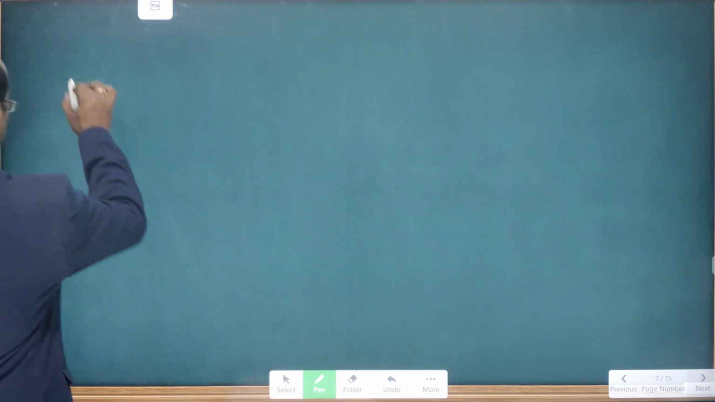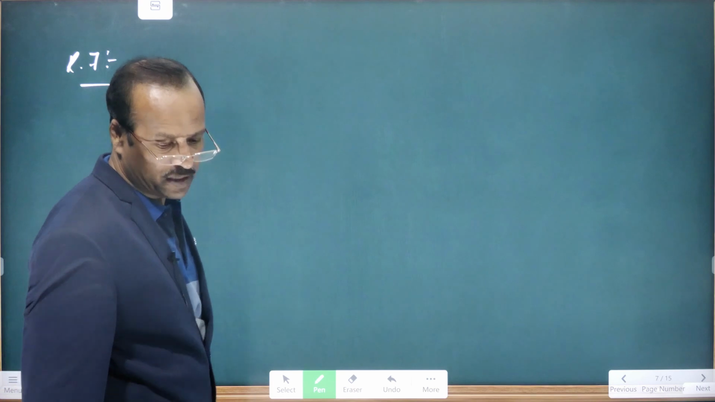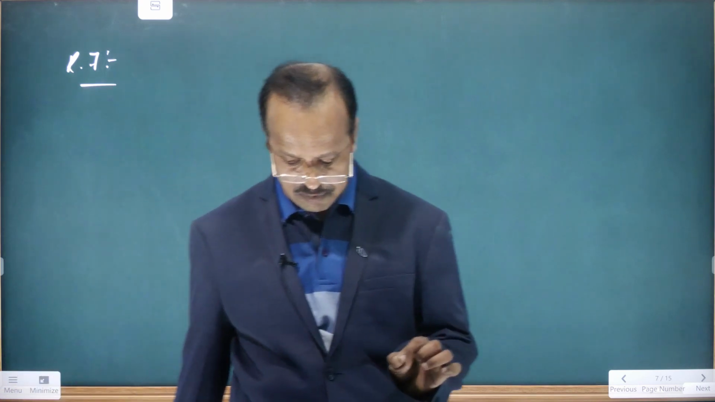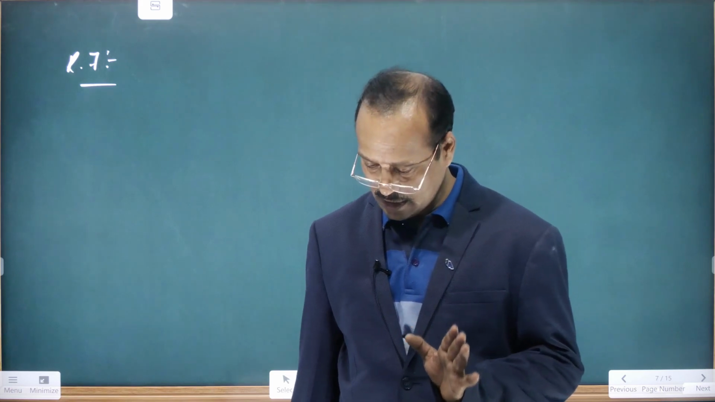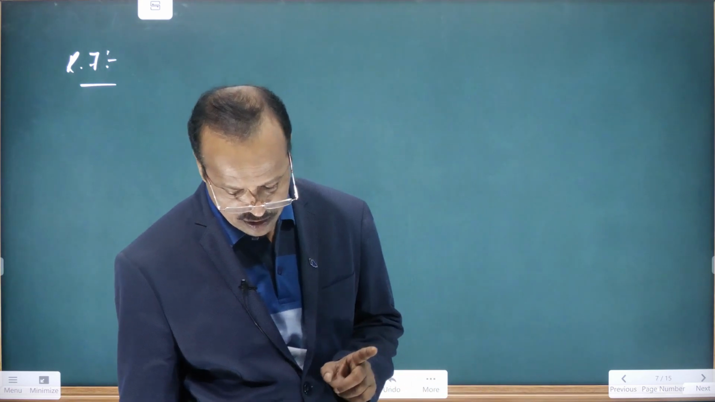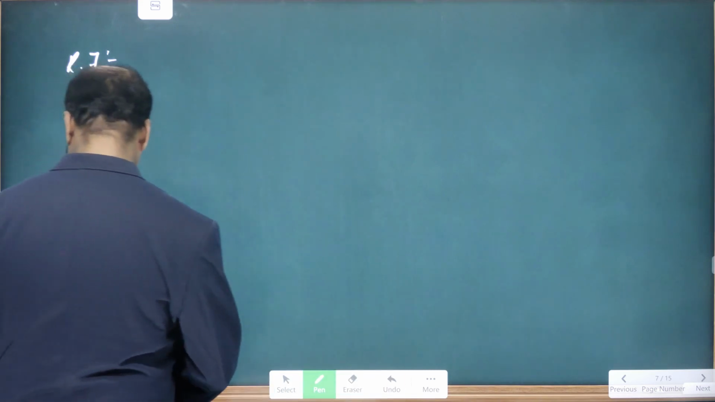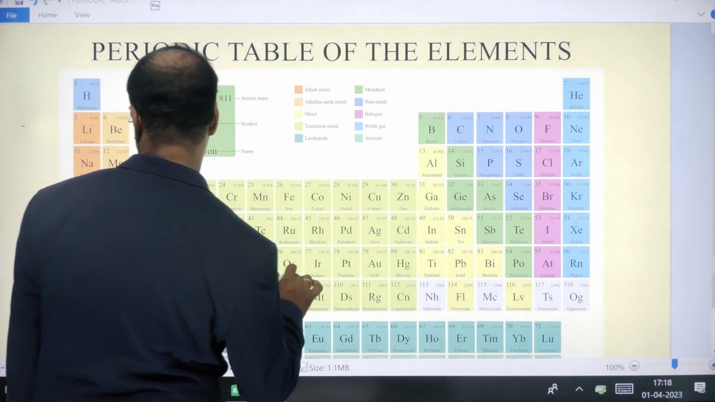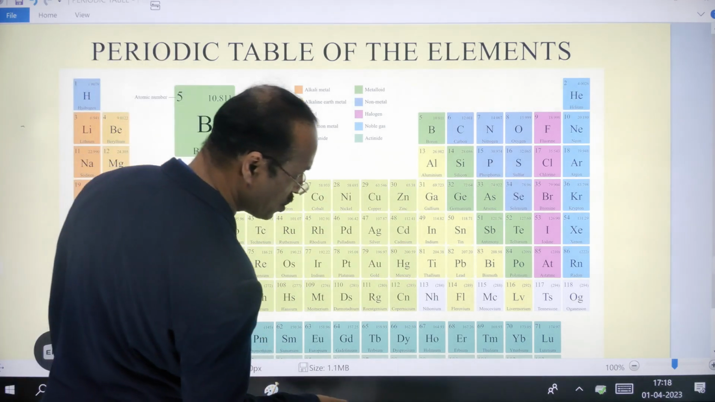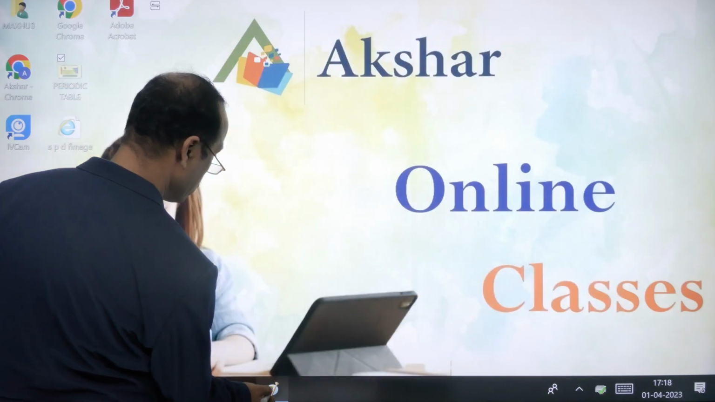Now, rule number 7. What does it state? The maximum oxidation state exhibited by any element is its group number. This is very important. Here you can see Roman numbers are not given. If the Roman numbers are given, then, let me check.